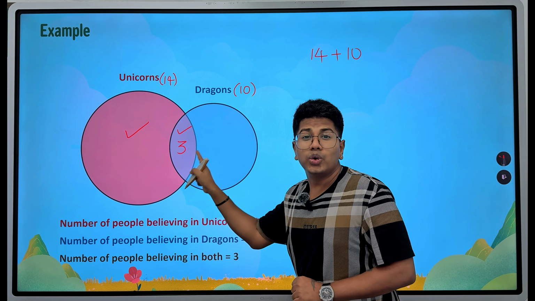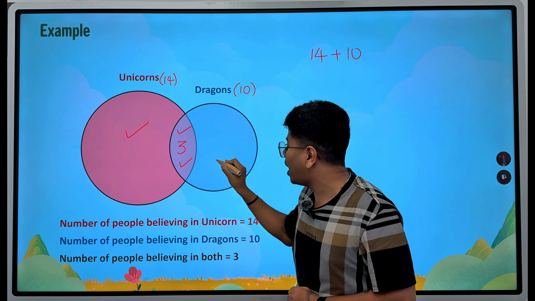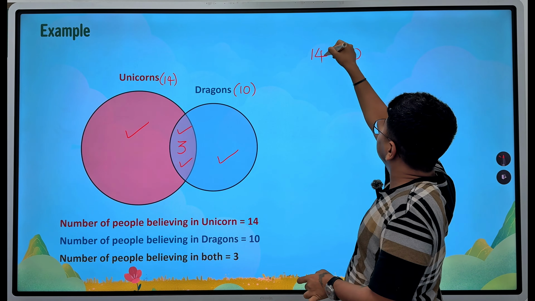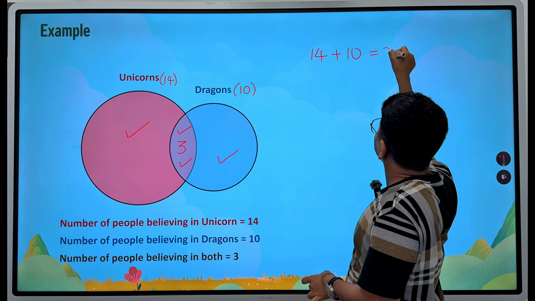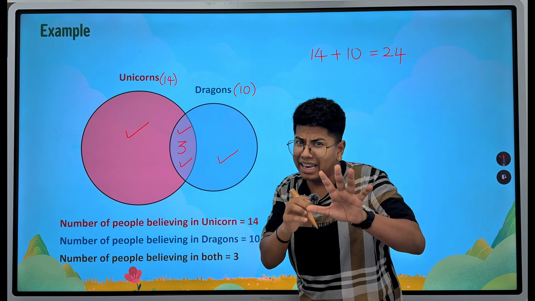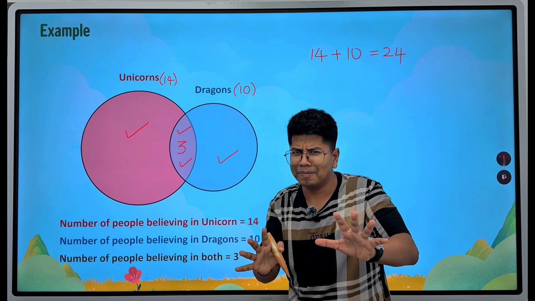Oh, we can see there are two different colors. This means it's this part plus this part, that is 10. So here this simply means 14 plus 10 will give me the answer, that is 24. But this 24 has a problem. Can anyone spot where is the problem?